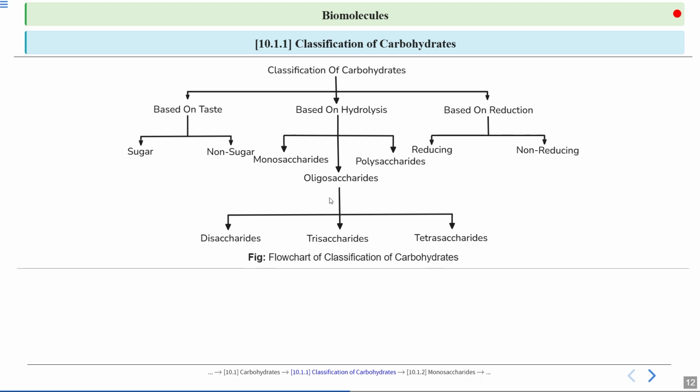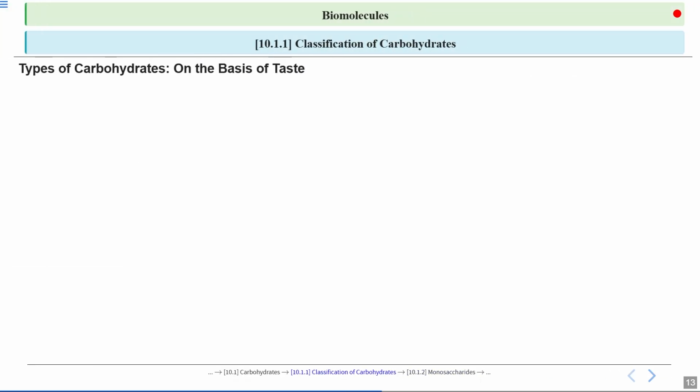Now, oligosaccharides are further classified into three categories: disaccharides, trisaccharides, and tetrasaccharides. Now, one by one, we will read about all this classification of carbohydrates. First, we will see types of carbohydrates based on their taste.